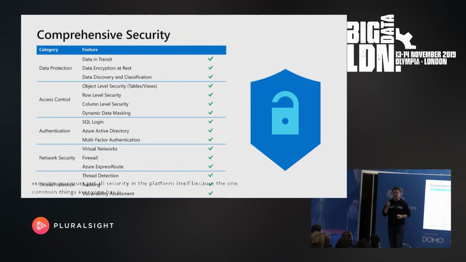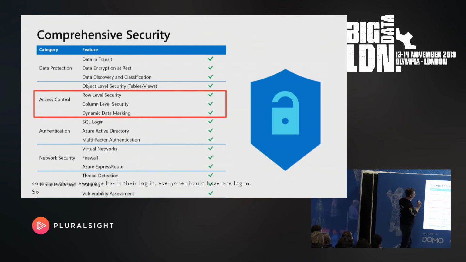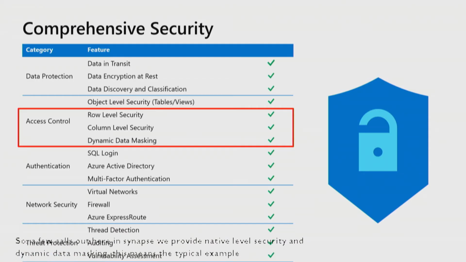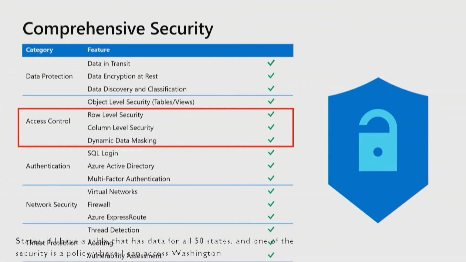Everyone should have one login. And so a few call outs here. In Synapse, we provide native row level and column level security, and dynamic data masking. This means that, the typical example I give is the United States with 50 states. If I have a table that has data for all 50 states, and row level security is a policy where I can only access Washington State, I'll walk up and hit select star, and I'll only get Washington.